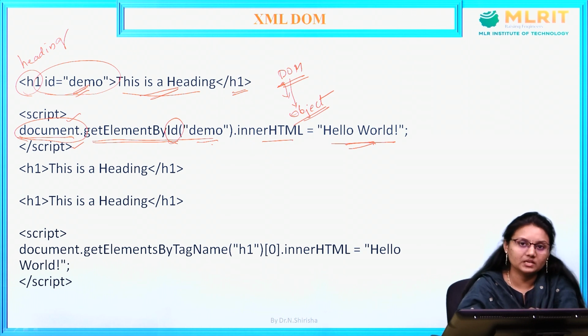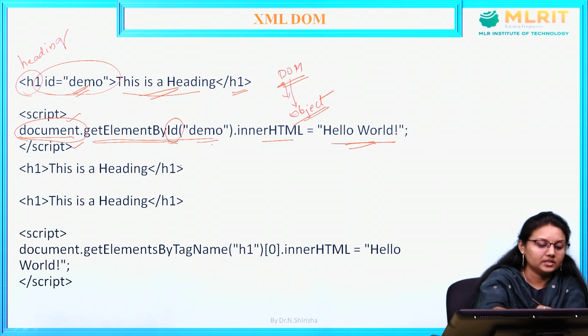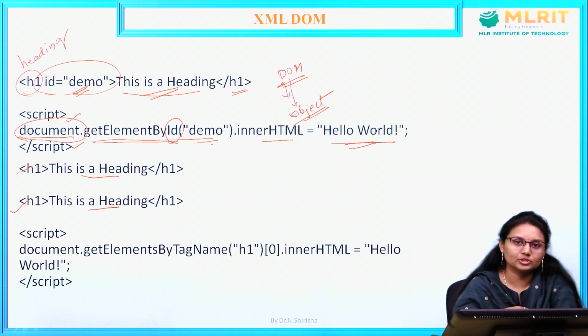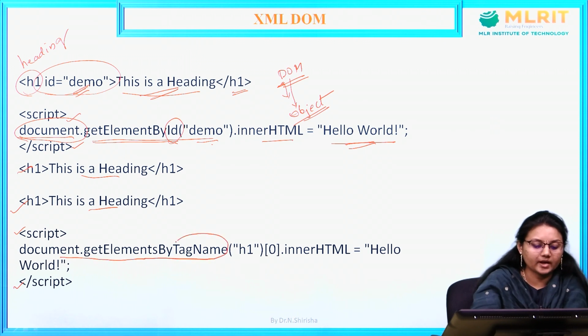For making those changes, what will we do? Here I have two headings; I am taking two headings. These are both headings, but which heading I want to change also matters here. So how do I need to do that? Here I am writing another script. In the script I am writing document dot getElementsByTagName. What is a tag name? H1 is a tag name that you are passing here.